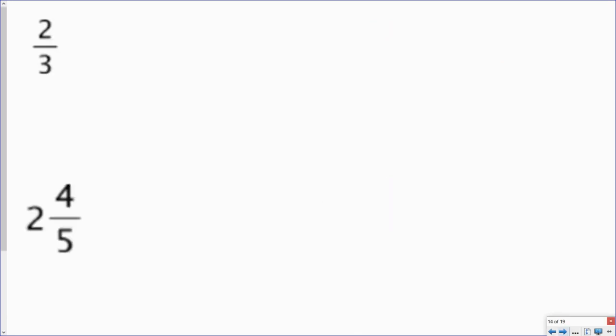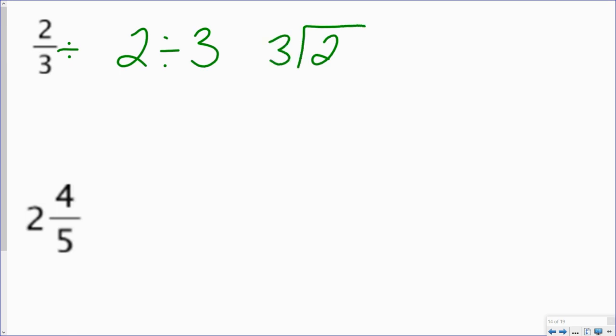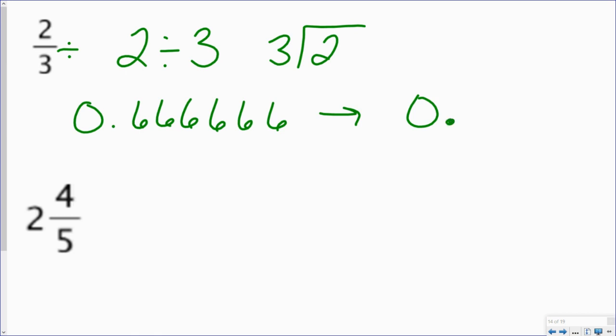Here I have 2/3. So again, I have 2 divided by 3. And when I do that, I would get a number of 0 decimal, and the 6's continue to repeat. So how I can write that is 0 with my decimal, and then the 6, and then a line over it. This line means that the 6's are going to continue to repeat forever.